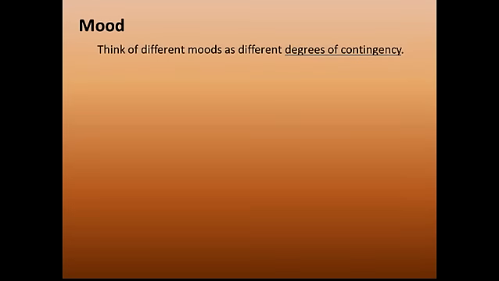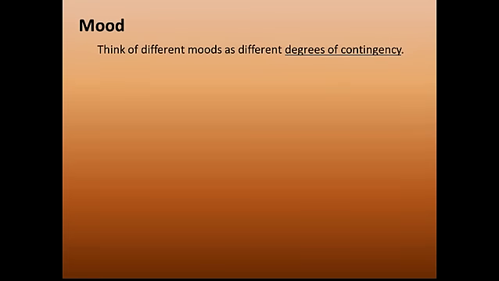Now we need to talk about mood. Some grammarians have used the term mode, where others use the term mood. I will use the term mood. And when we think of different moods, we are thinking about different degrees of contingency. I think this is the best way to think about what we mean by mood. There's a more thorough discussion of this in your lesson in the written form that's online you'll want to read.